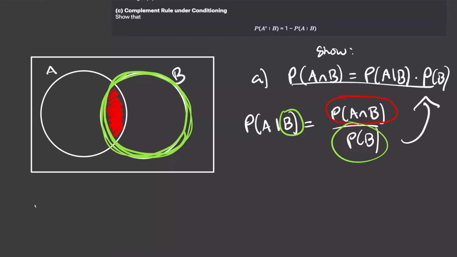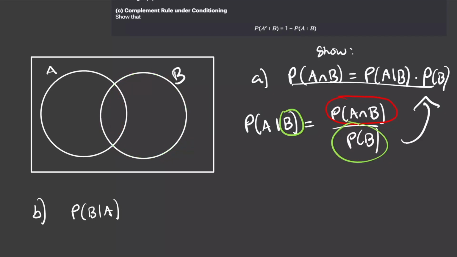Now in part B, let's just show Bayes' theorem, also pretty simple. So we're trying to show that the probability of B given A is equal to the probability of A given B times the probability of B divided by the probability of A. So we're given A is true, our new total probability space is this green bubble. Now that we're restricted down here, what's the probability of B? Well, it's just going to be the intersection between B and A.